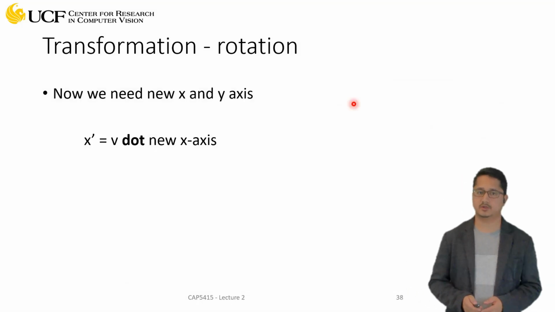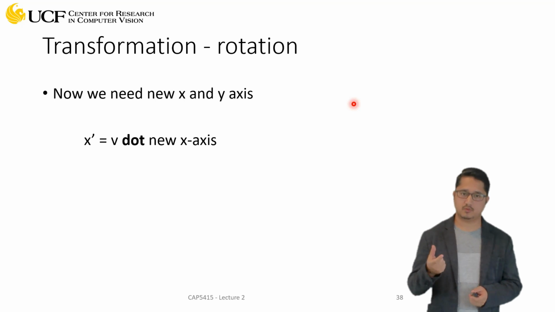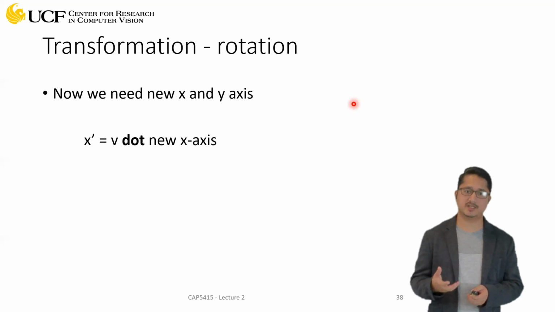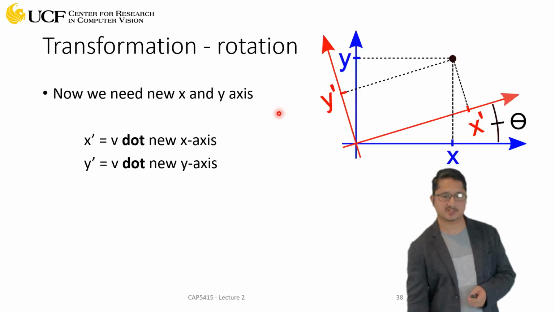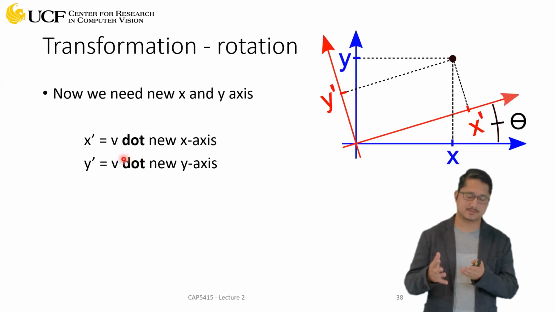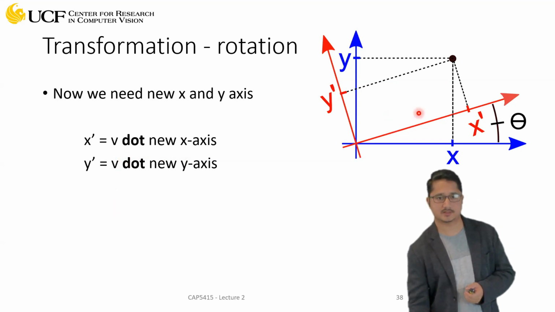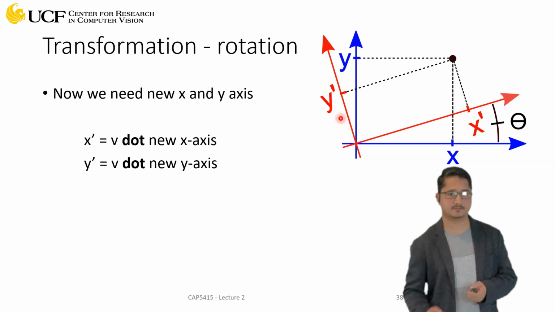So the first thing we'll have to do is find out what the new x-axis and new y-axis are after this rotation, because we need the axes to find the projections first, right? So let's say this x prime and y prime are the new axes we have. And again, as I said, x prime is going to come from the v vector, right? You'll have to compute the dot product of v with the new x-axis. That is going to give you x prime. And again, y prime is going to be the dot product of v with the new y-axis. Okay.